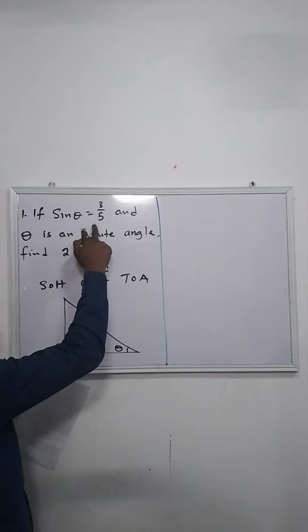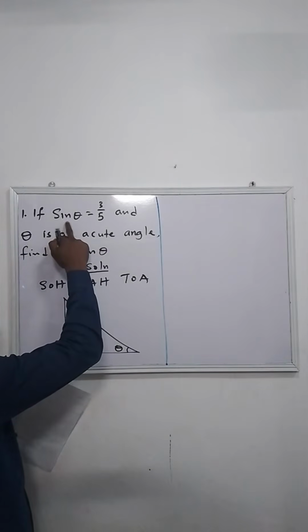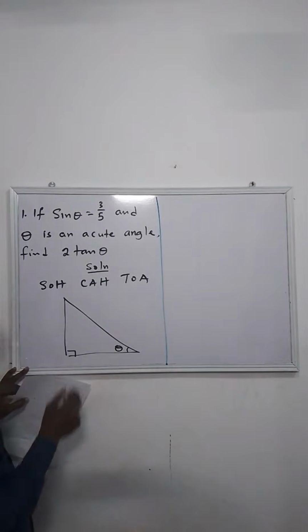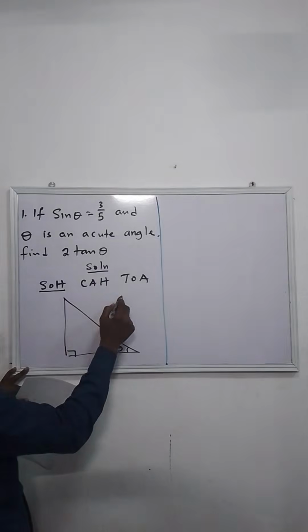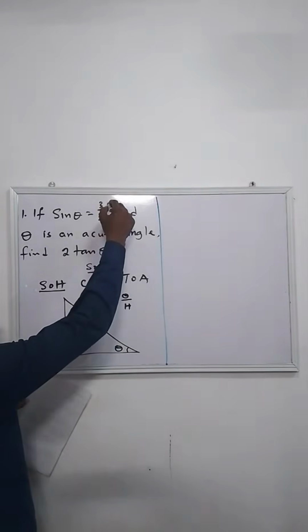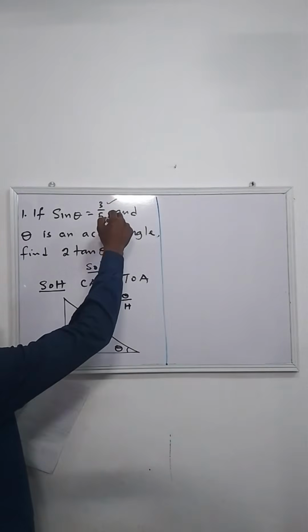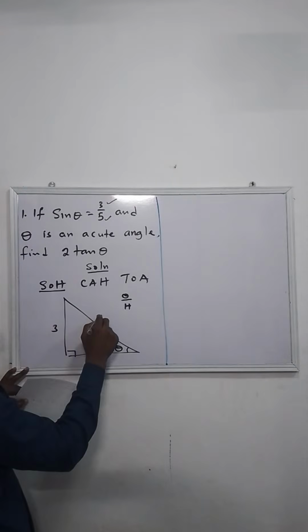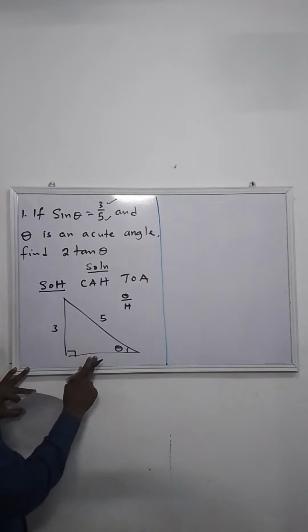Now look at what we are given. We are given sine theta equals 3/5. And don't forget sine is opposite over hypotenuse. So that means opposite is 3 and hypotenuse is 5. So you can just put it here: we have 3 and then 5.